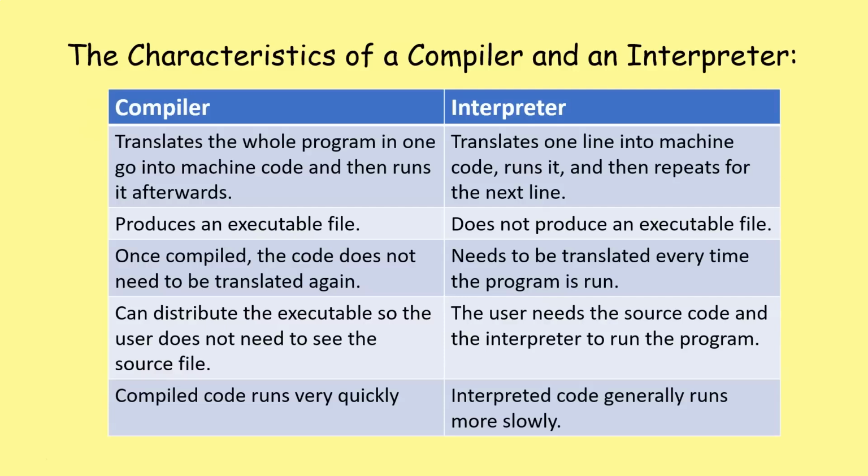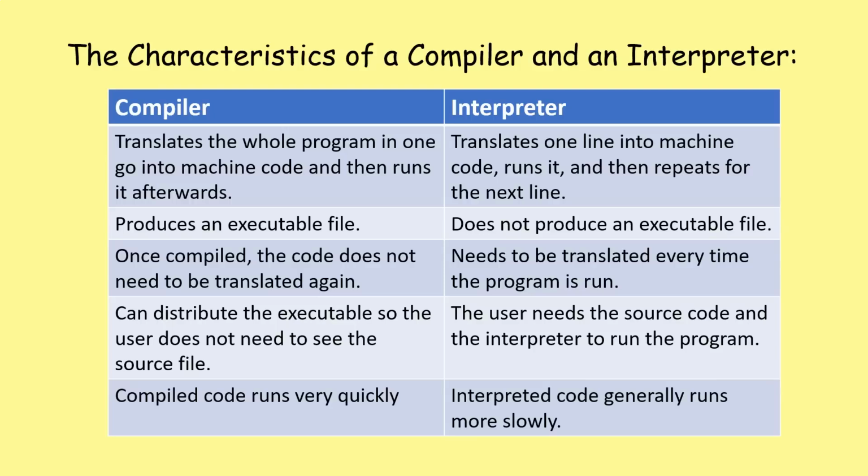Again, we need to be familiar with the characteristics of compilers and interpreters. So compilers translate the whole program in one go into machine code and then run it afterwards, whereas interpreters translate one line into machine code, run it, and then repeat for the next line. Compilers produce an executable file at the end that can be run independently. Interpreters do not produce an executable file. With a compiler, once compiled, the code does not need to be translated again. With an interpreter, the program needs to be translated every time the program is run.